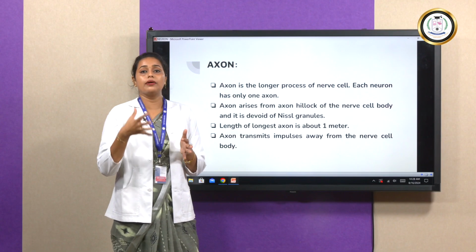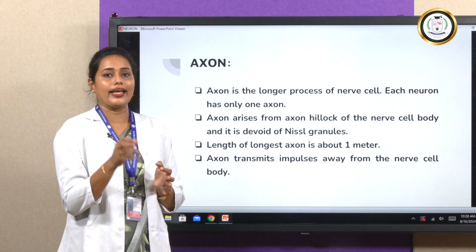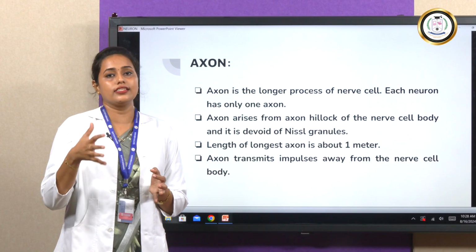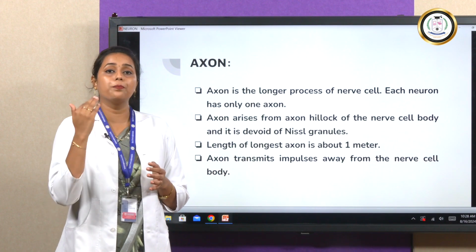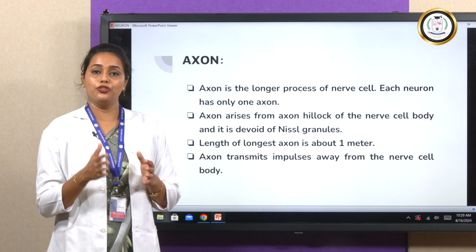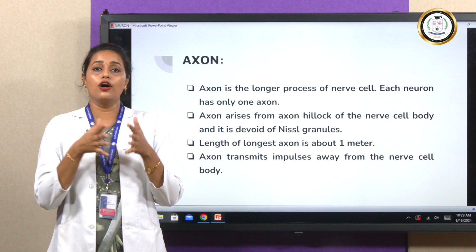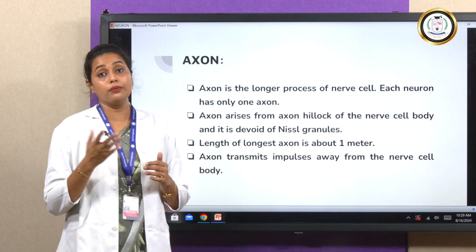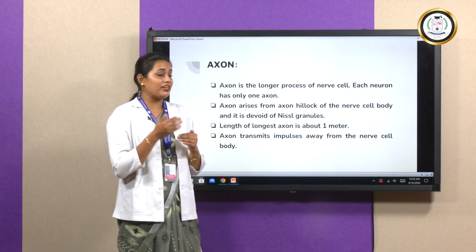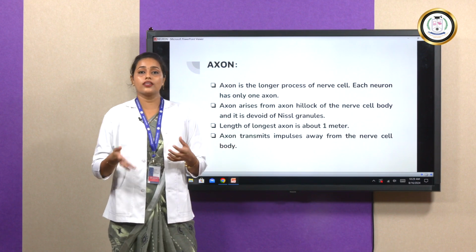While talking about the soma, we discussed that it has a specialized organelle called the Nissl body, and this Nissl body is responsible for protein synthesis. But the axon is completely devoid of Nissl granules, that is, they do not possess Nissl granules inside them. The length of the longest axon is about 1 meter. The axon transmits impulses away from the nerve cell body to the axon terminal.